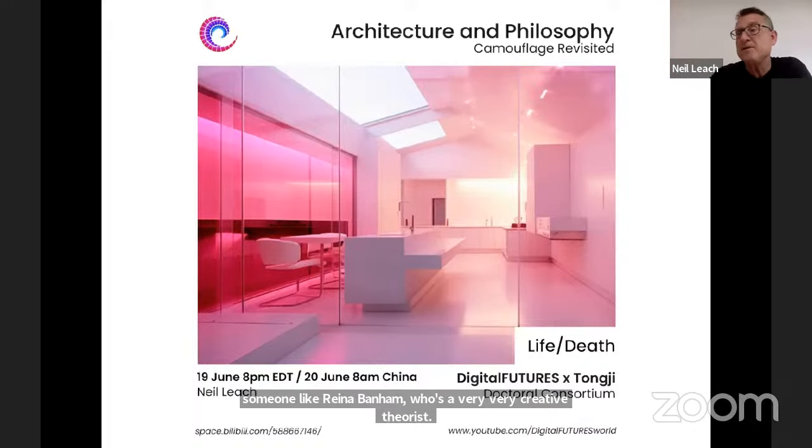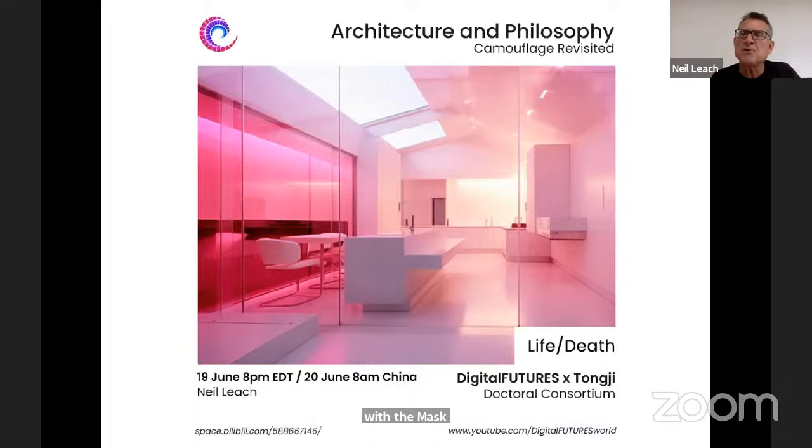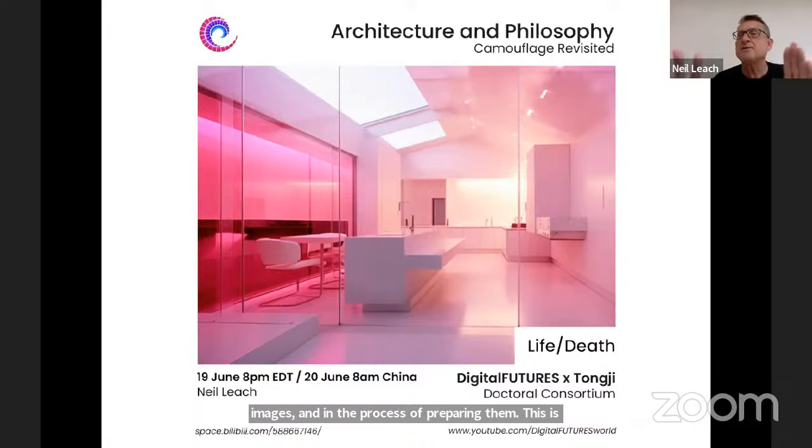Now, when we're dealing with Midjourney, with DALL-E, we're not talking about the GAN operation. It's a diffusion model. What happens with the diffusion model is basically you're using Gaussian noise that comes out of a Markov chain logic, which is actually the same logic that was used by Behnaz Farahi in her project with the mask. And that is simply kind of disrupting images. And in the process of preparing them, this is how it generates new images. So it's not operating in a completely different way.